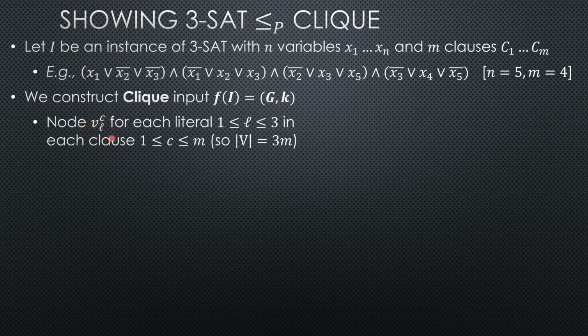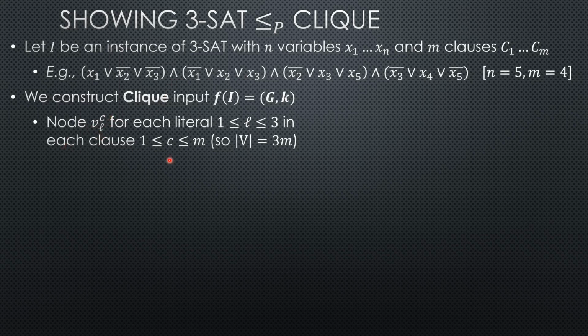So what's VLC? Well, v is the node corresponding to literal number l in clause number c. So for example, for this first clause and first literal, we would create a node v11. For this second literal in the first clause, we would create v sub 2 super 1. For this third literal in the second clause, we would go v sub 3 super 2, v3 2. So v sub literal number, super clause number: second clause, third literal.